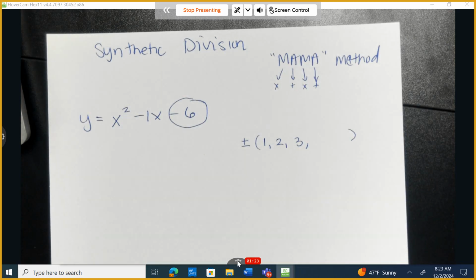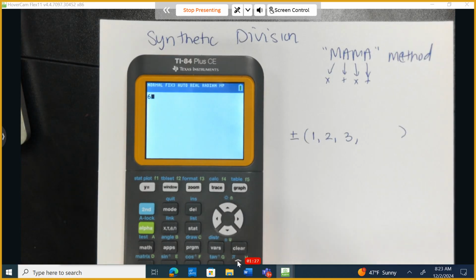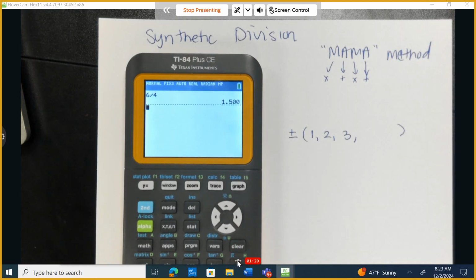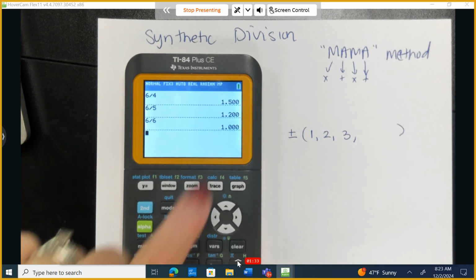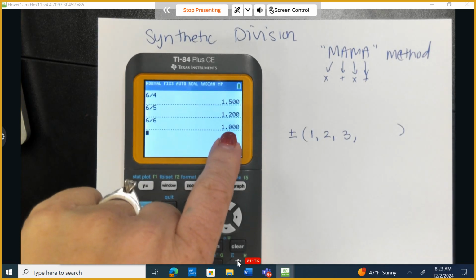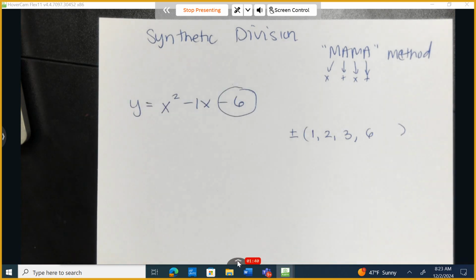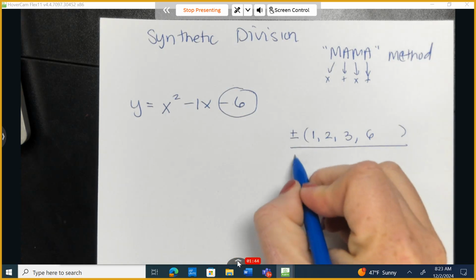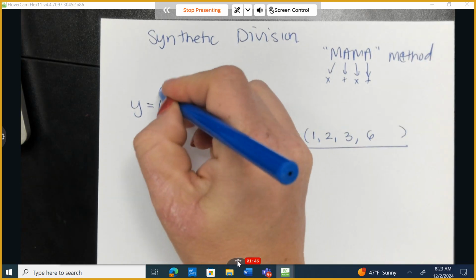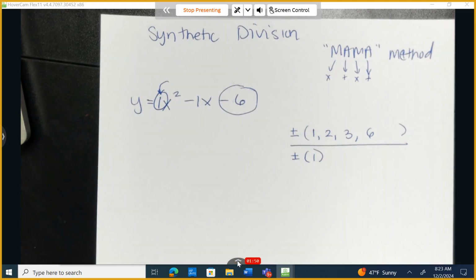I want to give you an example in case hearing it does not make sense. If I take 6 divided by 4, we can see that does not work. 6 divided by 5 does not work as well, but 6 divided by 6 does give me a nice integer answer. So 1, 2, 3, and 6 are the factors of 6. It's the very last number. In the denominator, we're going to go over the factors of the leading coefficient. Well, the only number that divides into 1 would be 1.